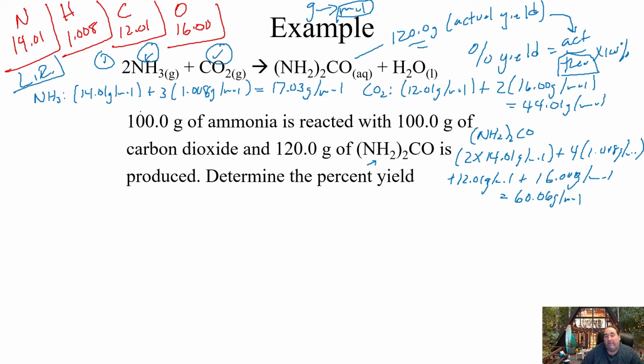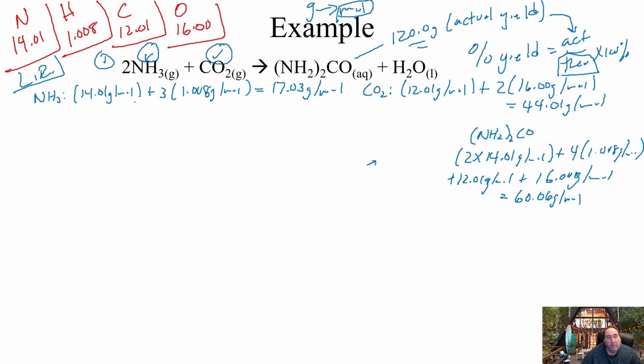Okay, so we need to convert our grams into moles. So we can get rid of some of this, have a little bit more room. So we have 100 grams of each reactant. 100 grams of NH3, using the molar mass of NH3 again to get rid of grams on the bottom. That's going to give us 100 divided by 17.03, 5.872 moles of NH3.